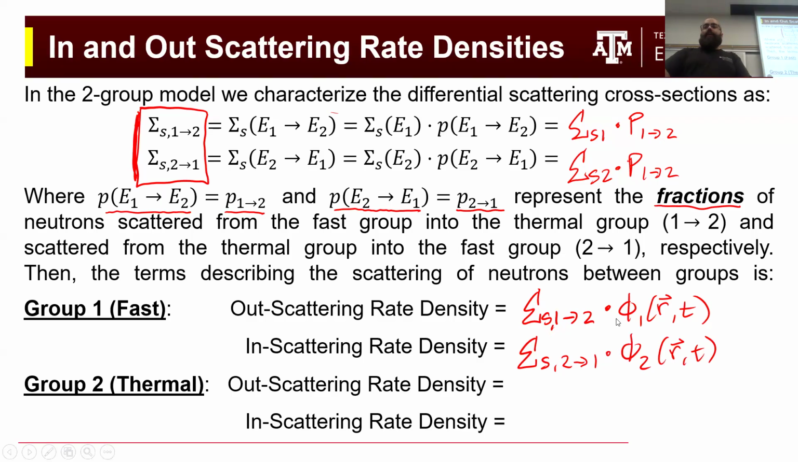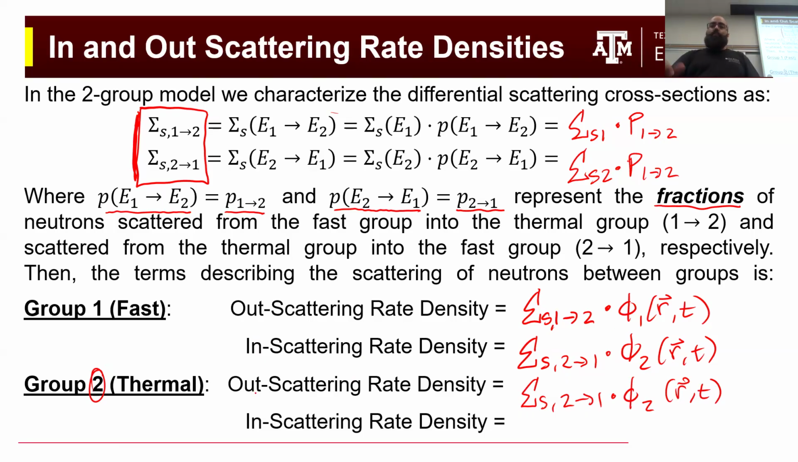So that's what my outscattering and inscattering rate densities would look like for the fast group. And then for the thermal group, it's going to look very similar, in that my thermal group is group 2. So if I'm scattering out of the thermal group, that means I'm going from group 2 into group 1. So this is going to look like sigma s to go from 2 to 1, and it's going to be caused by those thermal neutrons. So I'll have a phi2 as a function of position and time.